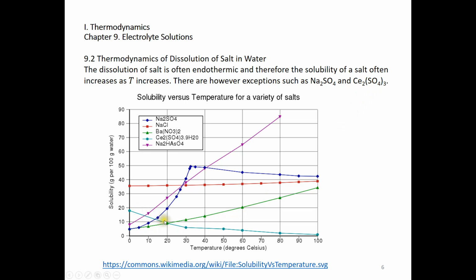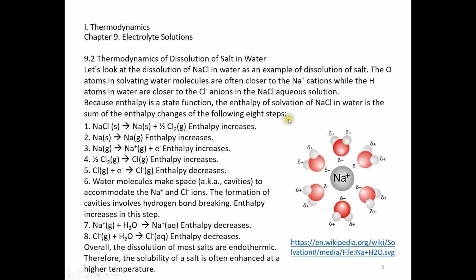You can see the solubility of cerium sulfate decreases as the temperature goes up. Why is that? Very likely, I think the dissolution of cerium sulfate is an exothermic reaction instead of endothermic. And again, why is it exothermic? If we go back to the enthalpy change of the dissolution of salt, it's fairly complicated. You can sum up the enthalpy change of all these 8 steps.